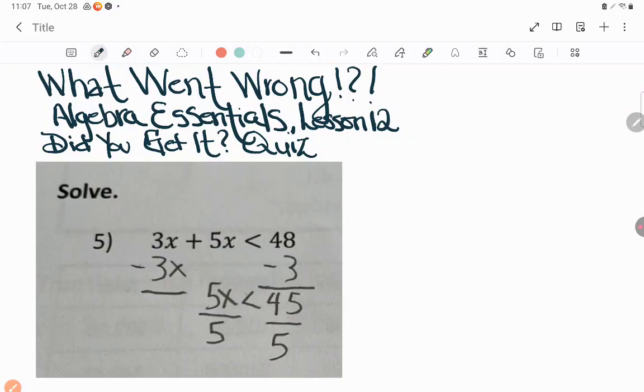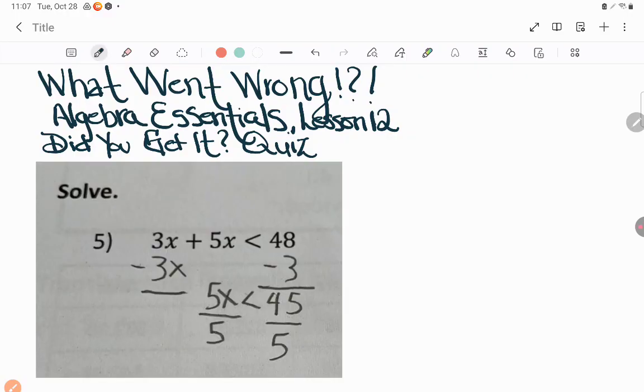So let's take a look at this first example. Now, both the examples we're going to look at are from Algebra Essentials, Lesson 12, the Did You Get It quiz, which is only available if you join the adventure. So you can do that by getting the online course or getting the workbook. So let's take a look.